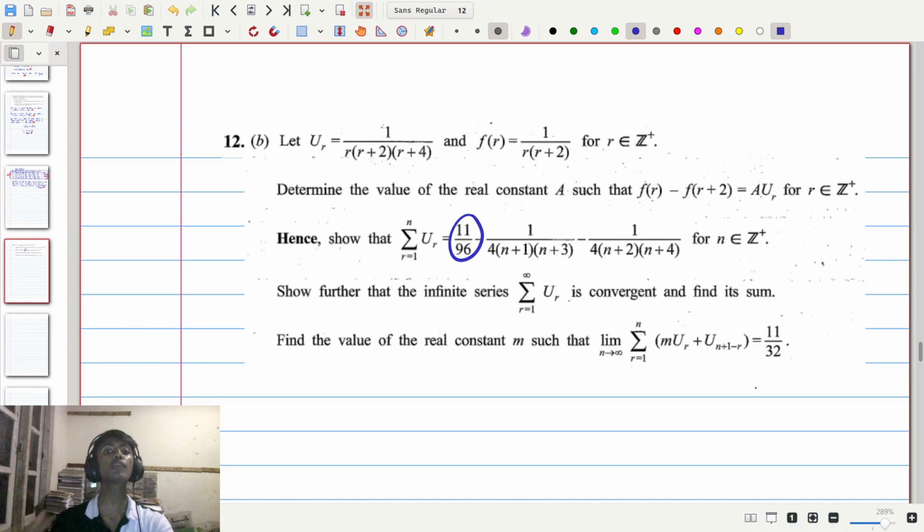So, to start off this question, let's first try to use u of r, which is this value, and f of r, which is this value, to form this equation and see what the value of a should be in order for both sides to be equal.